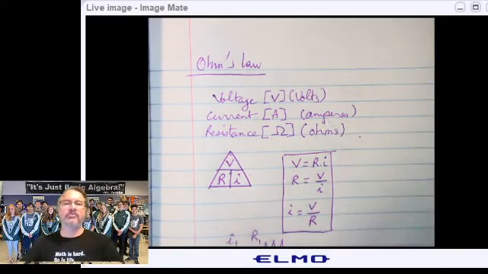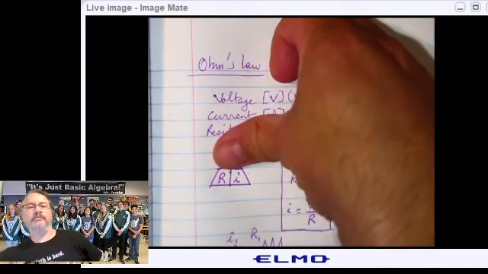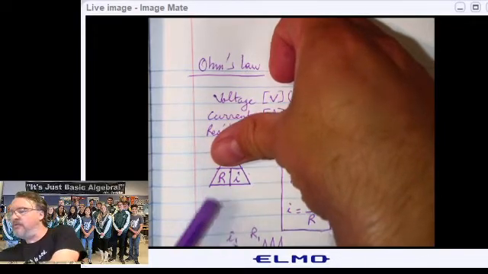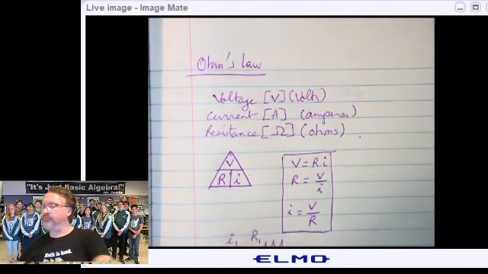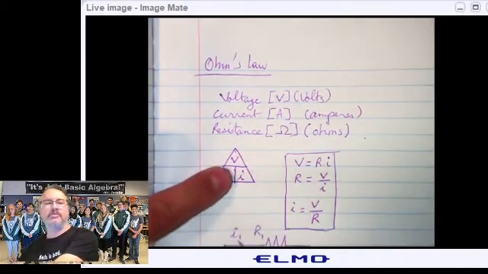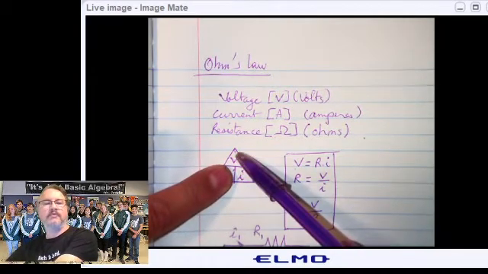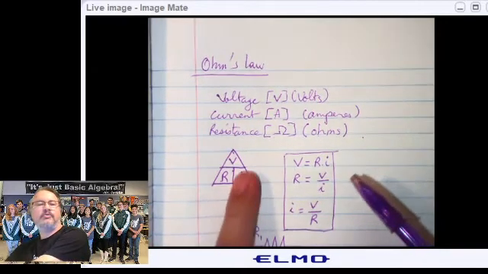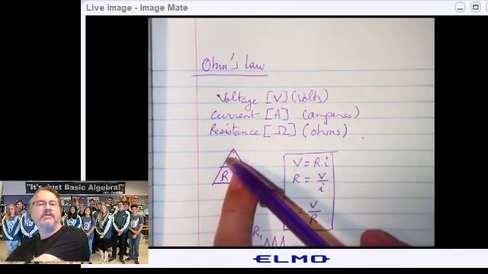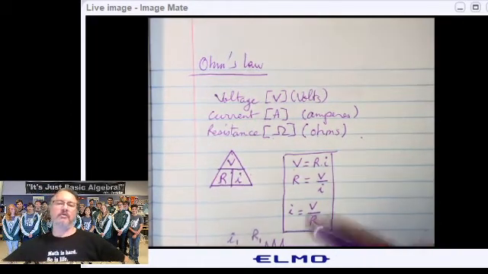For example, if you're trying to find the voltage in a circuit, you can simply put your finger over the V, and you see that V is equal to R times I. On the other hand, you might want to find the resistance, in which case put your finger over the R, and you see that it's going to be equal to V over I. And lastly, if you want to find the current I, you put your finger over it, and you see that I is equal to V over R, as shown in the formula right here.